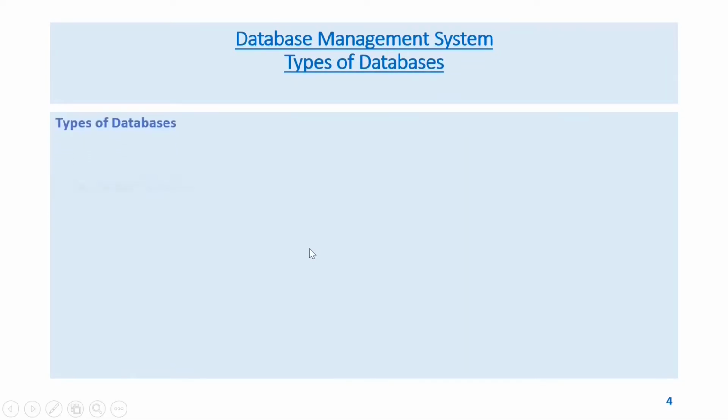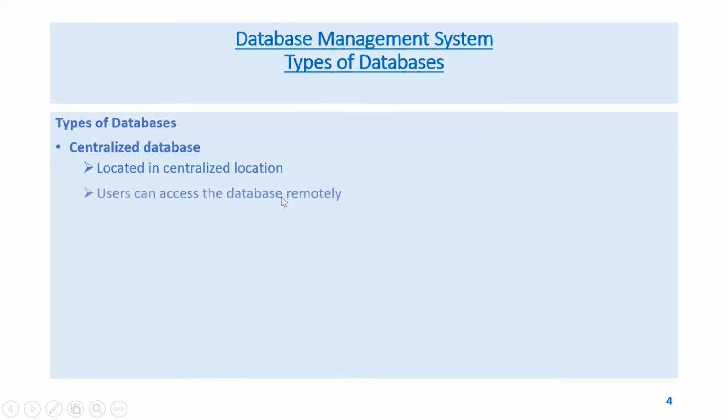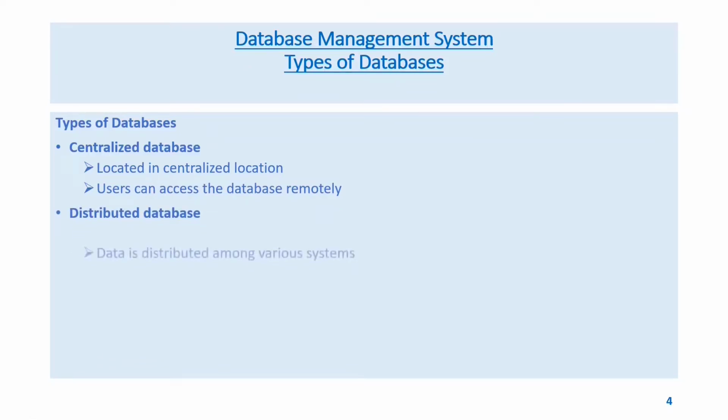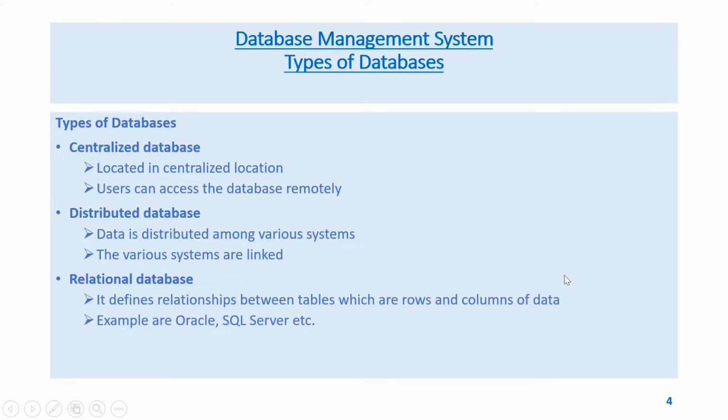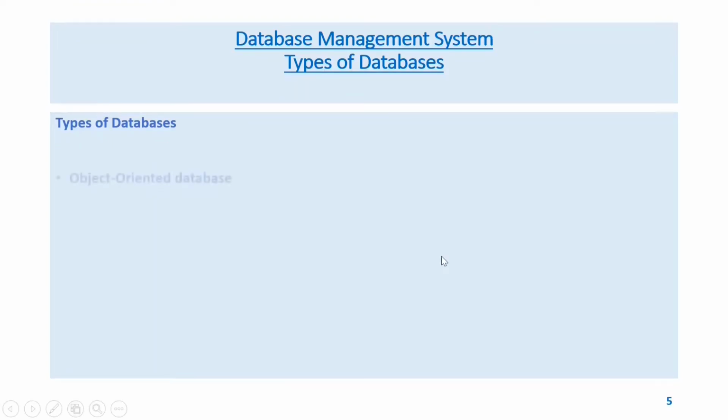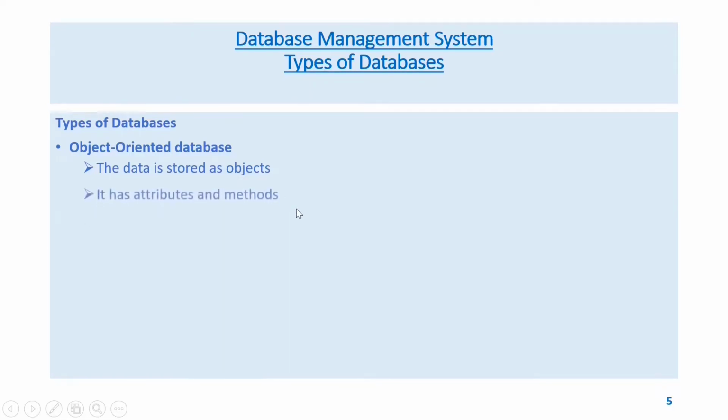Types of databases. Centralized database. Located in centralized location, users can access the database remotely. Distributed database. Data is distributed among various systems. The various systems are linked. Relational database. It defines relationship between tables, which are rows and columns of data. Examples are Oracle, SQL Server, etc. Object-oriented database. The data is stored as objects. It has attributes and methods.